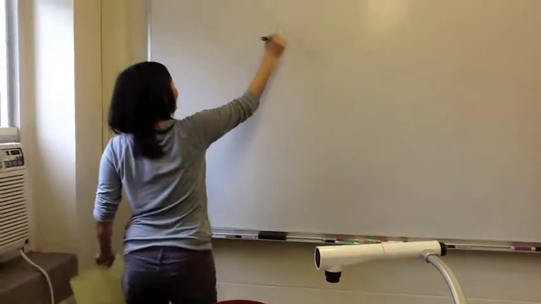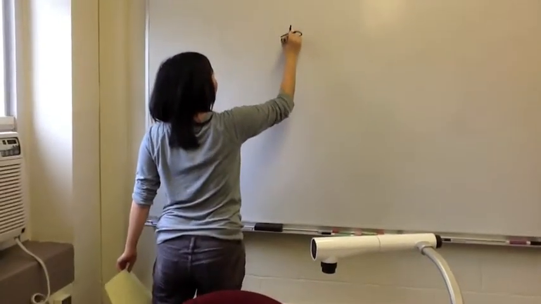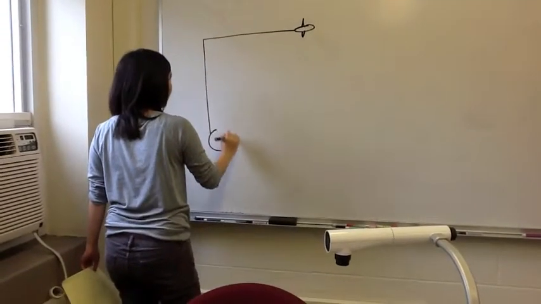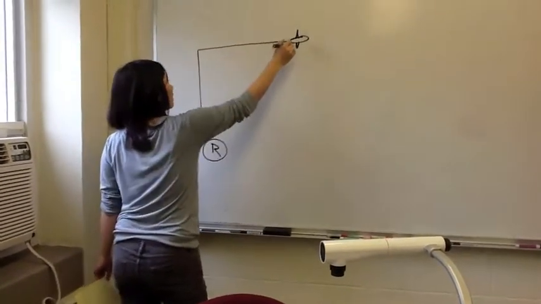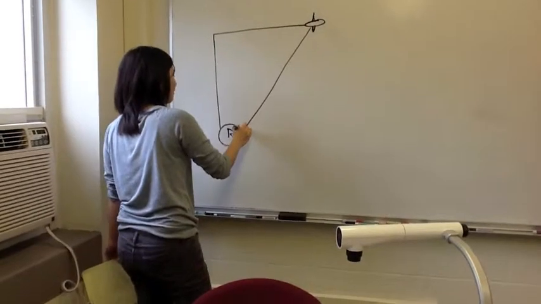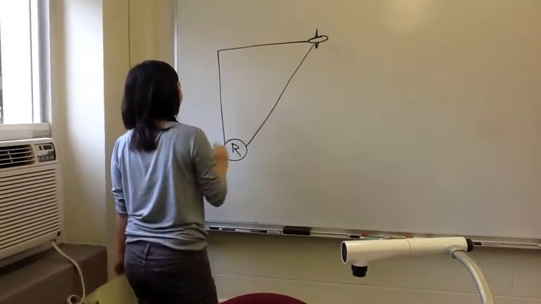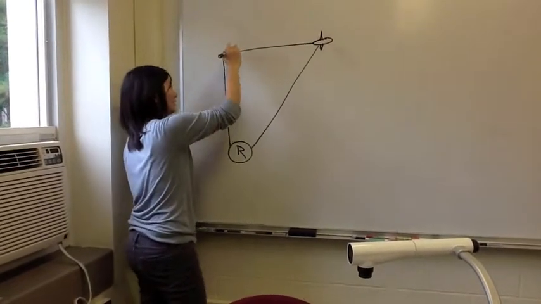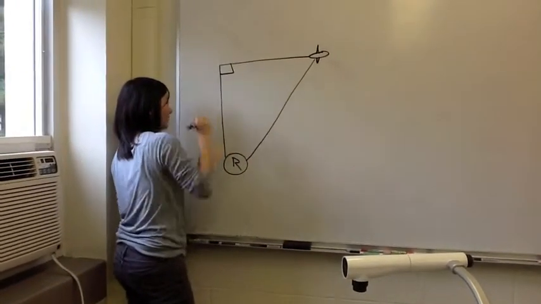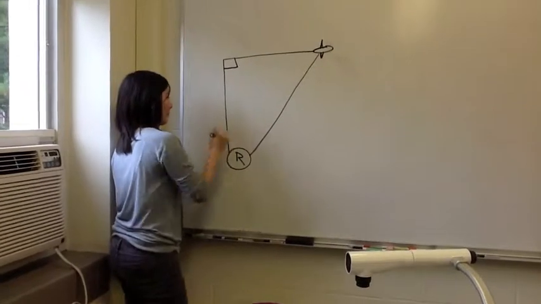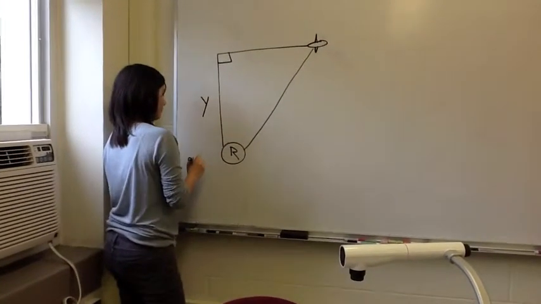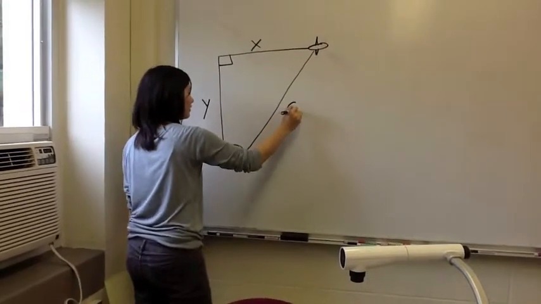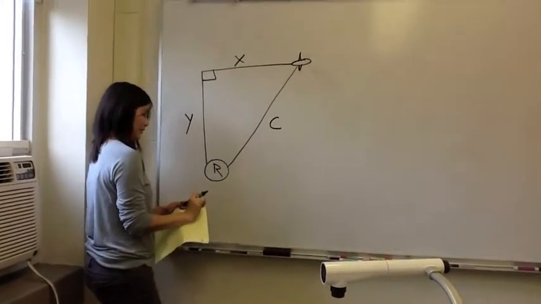A plane flying horizontally at an altitude of 1 mile and a speed of 500 miles per hour passes directly over a radar station. Find the rate at which the distance from the plane to the station is increasing when it is 2 miles away from the station. As you can see, the path of the plane and the radar make a triangle. We're using y to represent the altitude, x to represent the plane's horizontal distance, and c to represent the distance between the radar station and the plane.